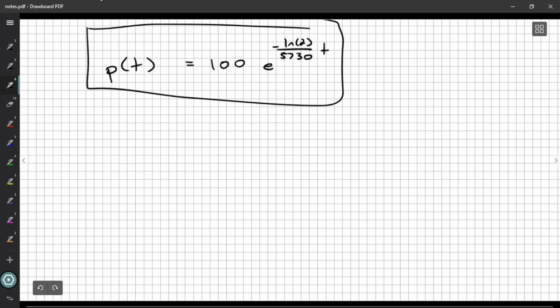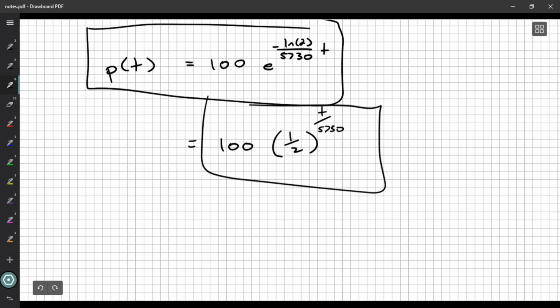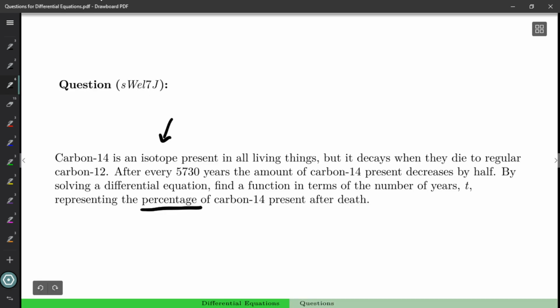Now you could go ahead and simplify the e to the minus ln 2, so there are other ways to write this. I would encourage you to try and rearrange it on your own to get 100 times 1/2 to the power of t over 5,730. So that's another equally valid expression. It really depends on whether you're concentrating on the half-life aspect of things, or you're going to be doing more calculus and so you want the e around. Both are perfectly good expressions for the percentage of carbon-14 present after death.